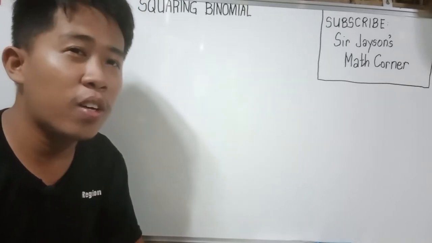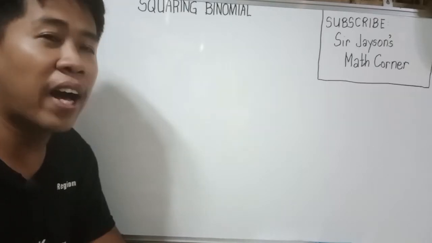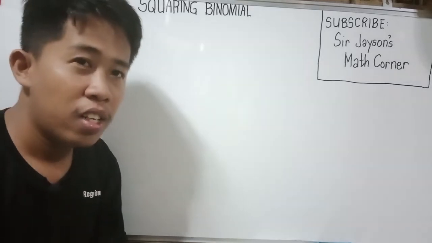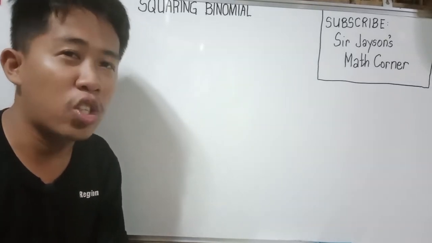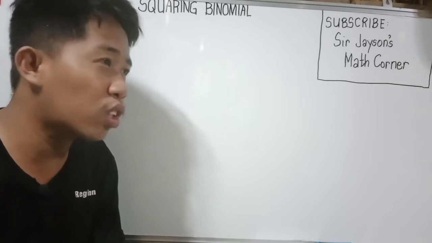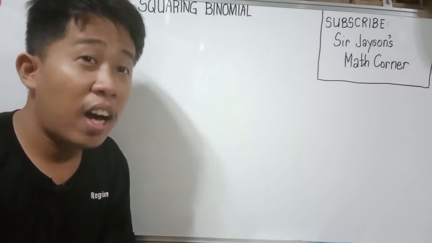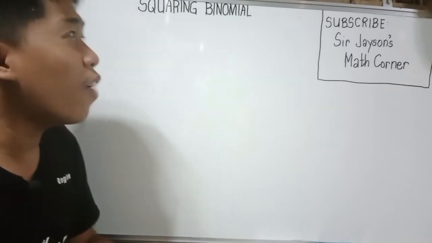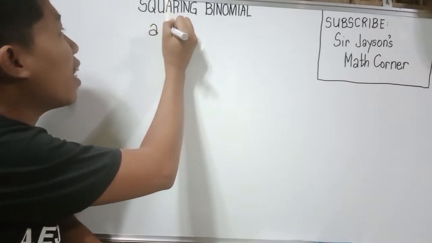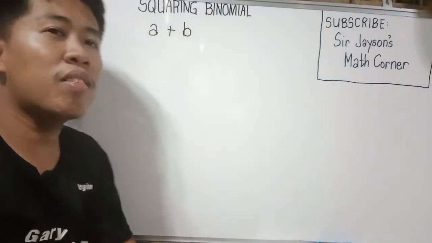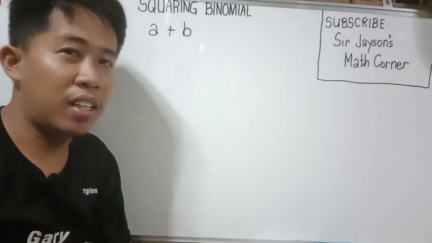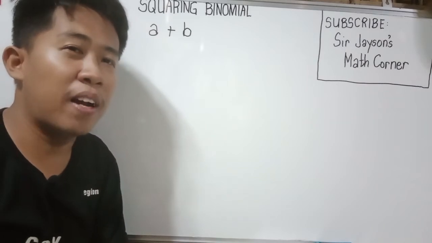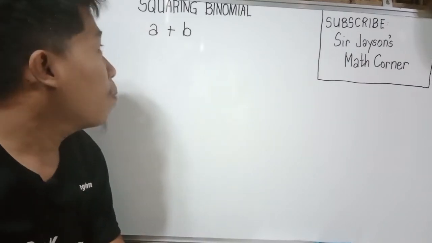So for today's video, we will be talking about squaring binomials. First and foremost, we will define what a binomial is. A binomial is an algebraic expression that has two terms. When we talk about two terms, they are separated by an operation, either addition or subtraction. So for example, we can have A plus B. This is an example of a binomial. A plus B is a binomial. What makes it a binomial? Because the two variables are being separated by an addition.